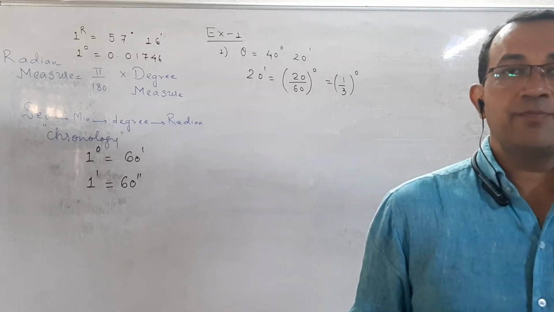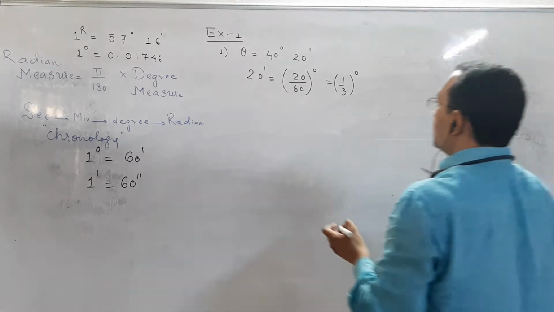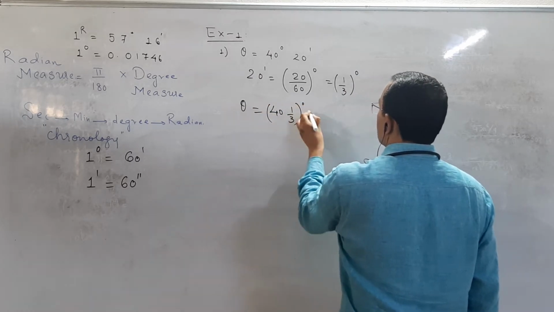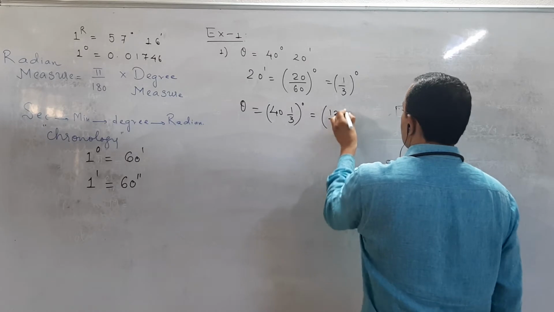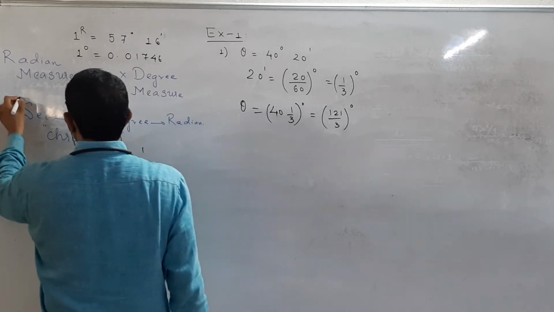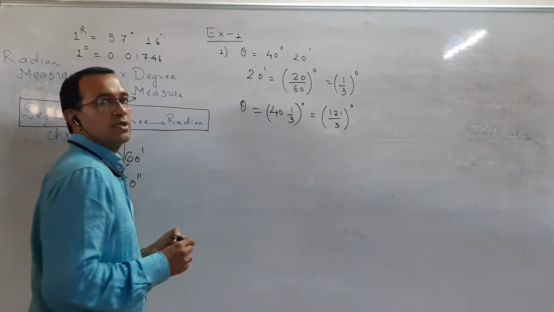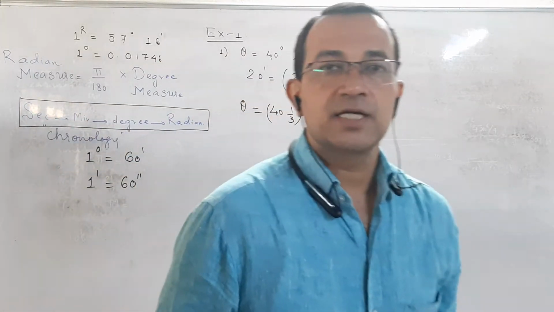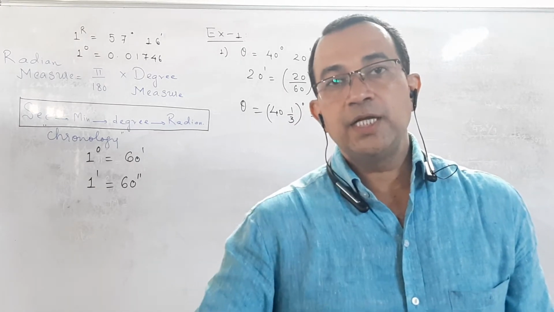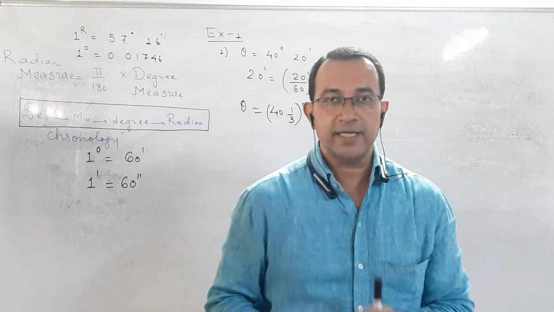Then the next step is very important. We add this fractional part to the degree. So our original theta will be 40 integer 1 by 3 degree, and this is 121 by 3 degree. This is how, students, you have to remember this chronology, and in this chronology only, students, we go for basic conversions. Clear? Second to minute, minute to degree, and finally, students, degree we have to convert to radian.